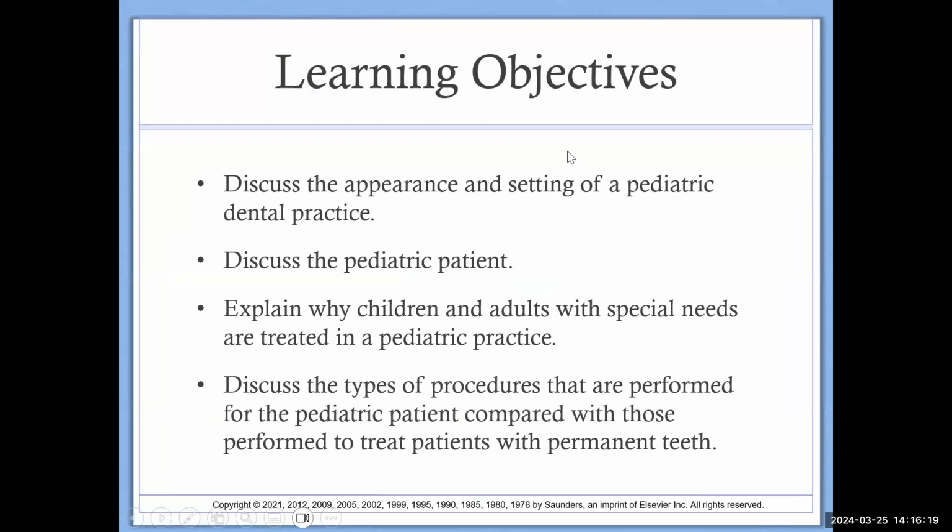So we have some objectives here. Some of the objectives are we want to know the appearance and the setting of a pediatric dental office. We want to discuss what the pediatric patient is about and explain why children and adults with special needs, because that's a little bit tied into this practice, and how they're treated in the pediatric practice. And we want to discuss the types of procedures that are performed to treat patients with permanent teeth as well.